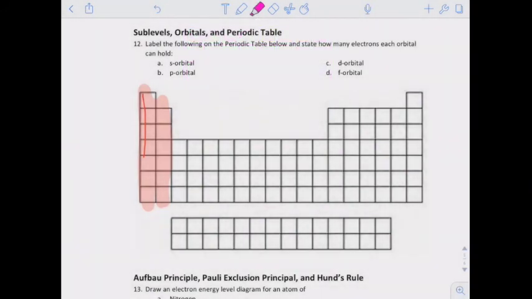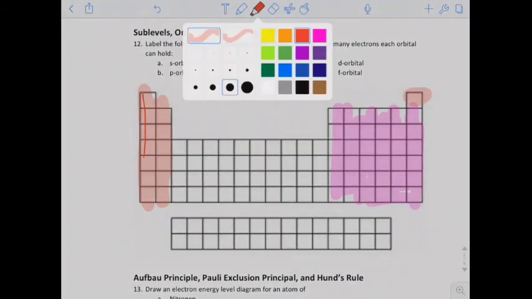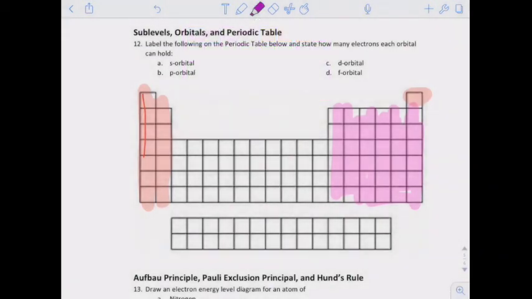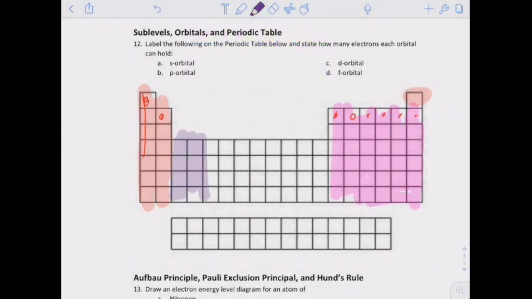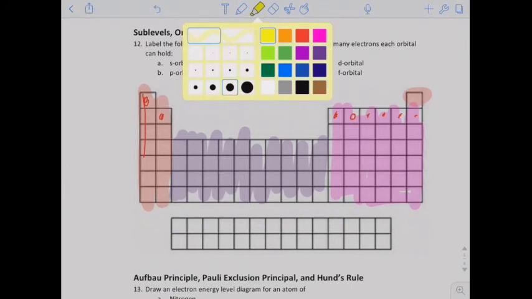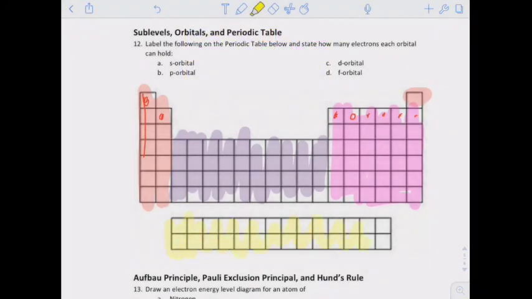Looking at our p block, it is here, and I did not include helium in this because helium is included in the s block or s orbital. The p orbital can hold 6 electrons. You can see how many blocks here in s, 2, how many blocks here in p, 6. And then you have your d, which is here. How many blocks does it have? 10, so it can hold 10 electrons. And then lastly we have our f block, which can hold 14.